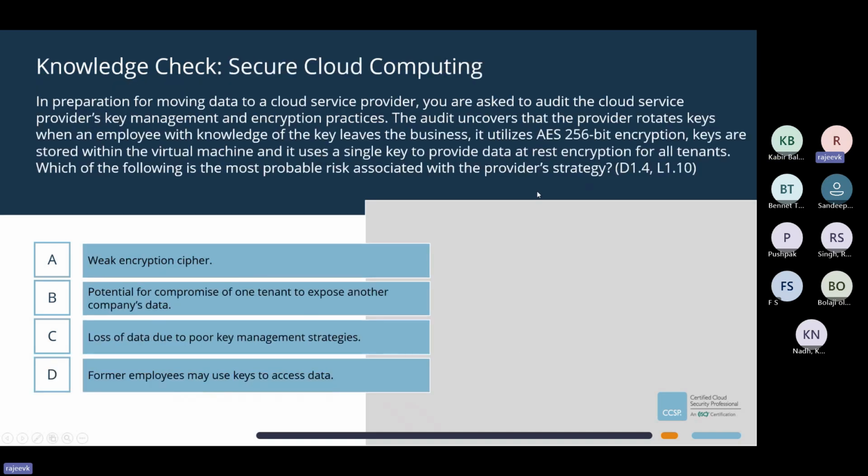Okay. Next question. It's a little bit longer. In preparation for moving data to a cloud service provider, you are asked to audit the cloud service provider's key management and encryption practices. The audit uncovers that the provider rotates keys when an employee with knowledge of the key leaves the business, which utilizes 256-bit encryption. Keys are stored within the virtual machine, and it uses a single key to provide data at rest encryption for all tenants. Which of the following is the most probable risk associated with the provider's strategy?